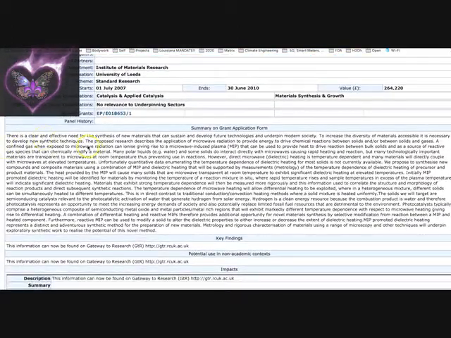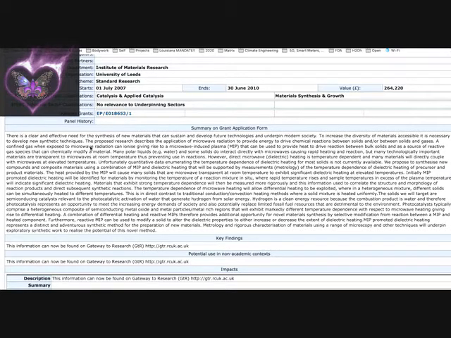There's a clear and effective need for the synthesis of new materials that can sustain and develop future technologies and underpin modern society. To increase the diversity of materials accessible, it is necessary to develop new synthetic techniques. The proposed research describes the application of microwave radiation to provide energy to drive chemical reactions between solids and/or between solids and gases. So from water to the air.